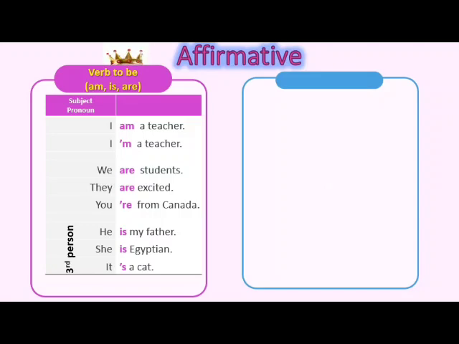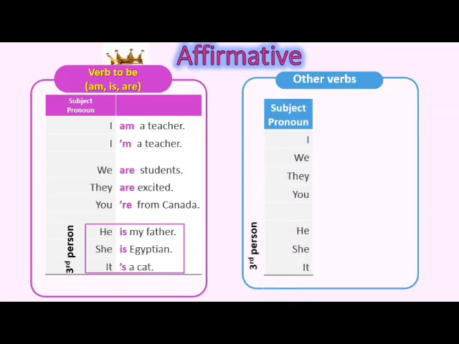For example, I am a teacher, or I'm a teacher. The short form of am is apostrophe m. We are students. They are excited, or you're from Canada. Note that the contraction of are is apostrophe re. With the third person singular, he, she, or it, we use is. He is my father. She is Egyptian. It's a cat. The short form of is is apostrophe s.